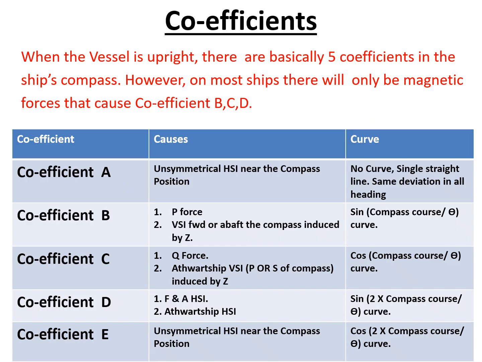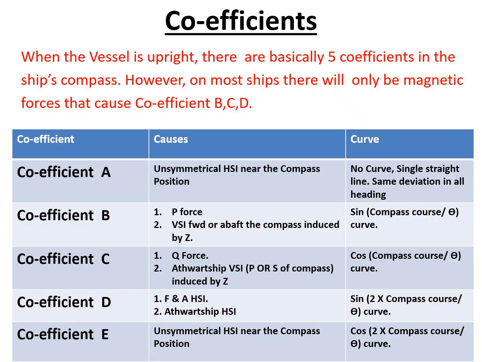Coefficient E is due to unsymmetrical HSI near the compass position, but in the normal, traditional ship, we will not find this unsymmetrical HSI near the compass position unless it is a heavy lift vessel or aircraft carrier. Those types of vessels may have coefficient E. Right? And if a vessel has coefficient E, that coefficient E will follow a cos 2 theta curve.